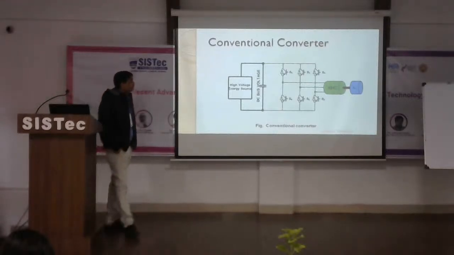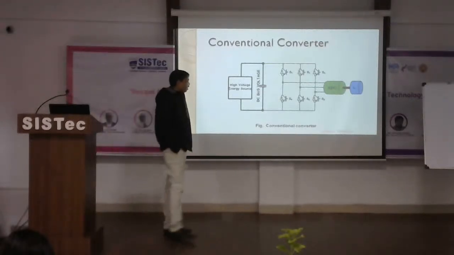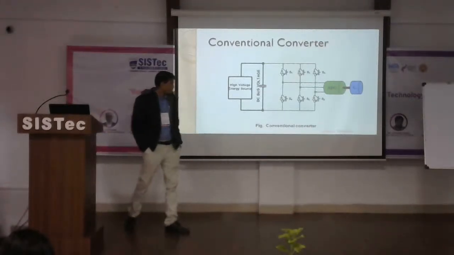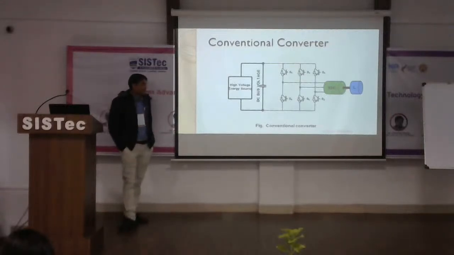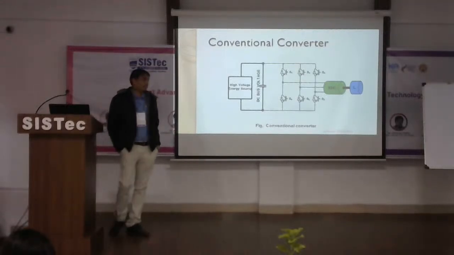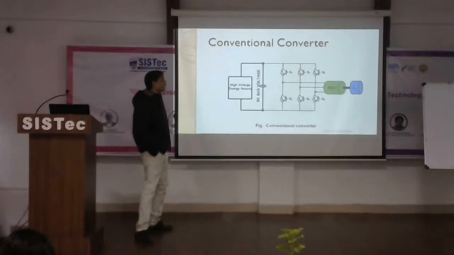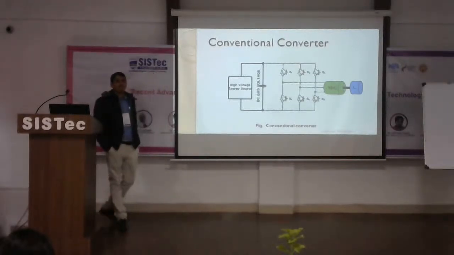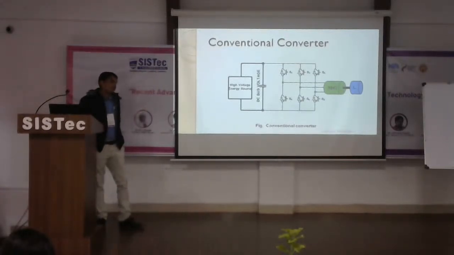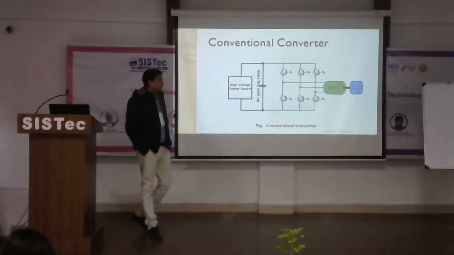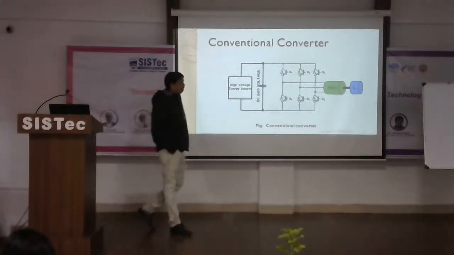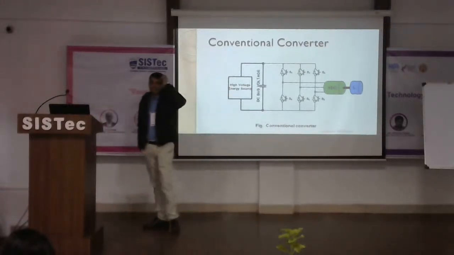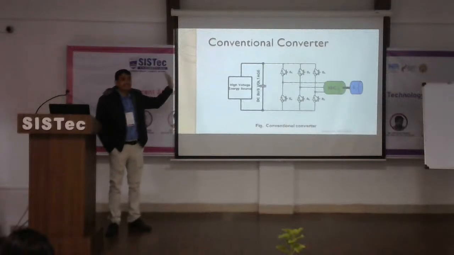So conventional converters. In that case, you can see we have a battery, and that is the battery DC link, and this is a simple three-leg converter. So yes, in that case the motor is basically an AC motor. That's why we can use this conventional system.